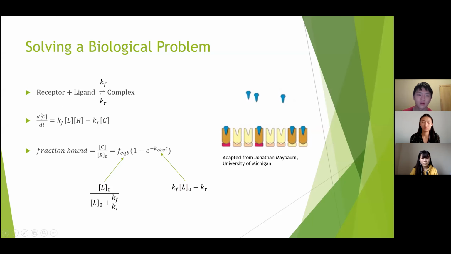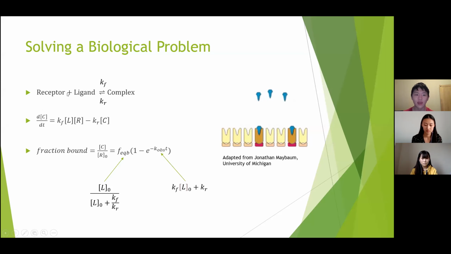The C in square brackets represents the concentration of complex that we have. So that's what we're most interested in seeing. How the concentration of the complex changes over time is going to be equal to this first term, which is how we're modeling the forward direction of the reaction.